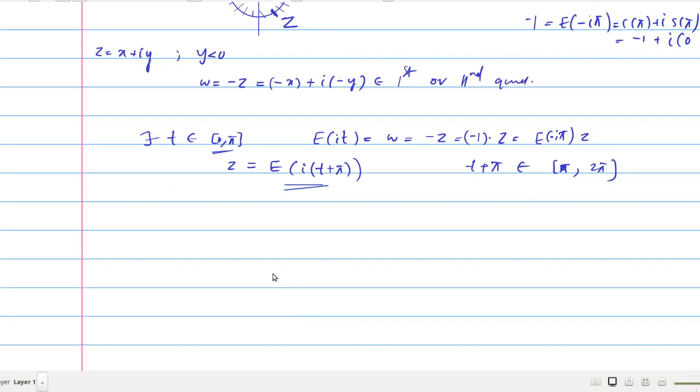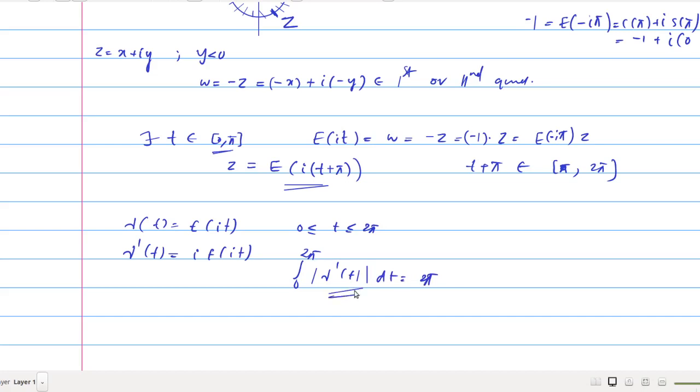Now, after this theorem, there is some discussion about the curve gamma of t. If we define gamma of t equal to e of it in the interval 0 less than or equal to t less than or equal to 2 pi, then as a consequence we get gamma dash of t is equal to i times e of it. Then the integral over the interval 0 to 2 pi of mod gamma dash of t dt will give the length of the curve, which is equal to 2 pi. Using this fact you can prove this one.